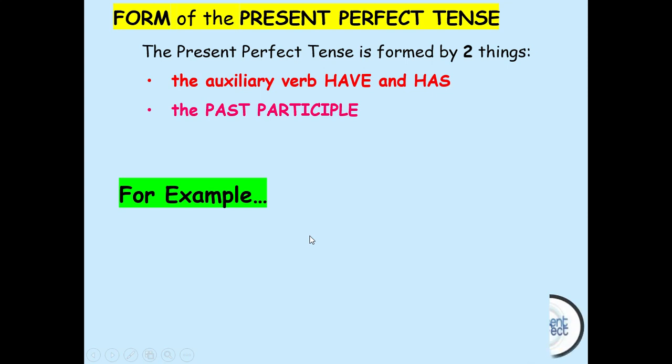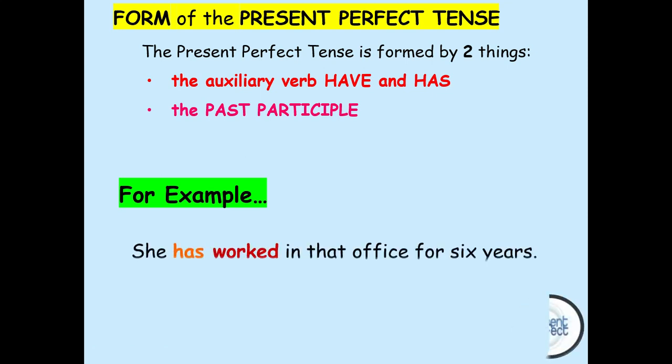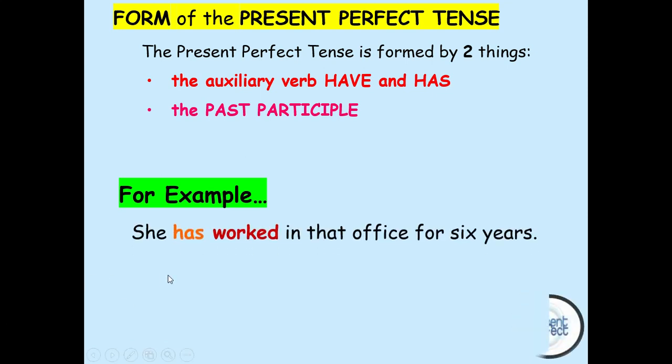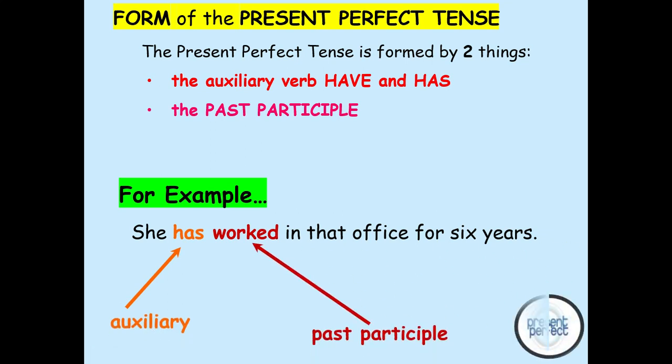Let's look at one example together. For example, she has worked in the office for 6 years. She is the singular subject, that's why we use has, not have. And then work, adding ed, becomes the past participle. Now let's look at the forms in detail.